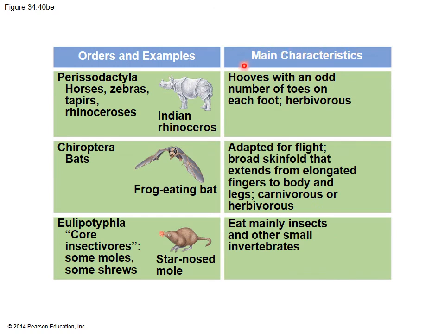Whereas some creatures have an even number of toes, some creatures have an odd number of toes in their hooves. That's like your horses, zebras, tapirs, rhinos. There you see the word wing again, so that's your bats. Insectivores, so that's things that are good at eating insects. That's like moles and certain shrews.